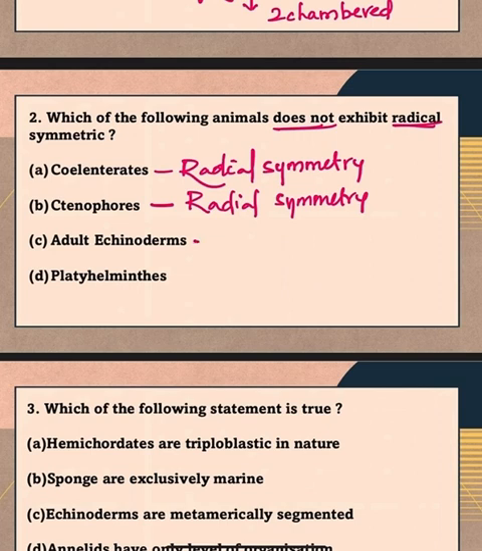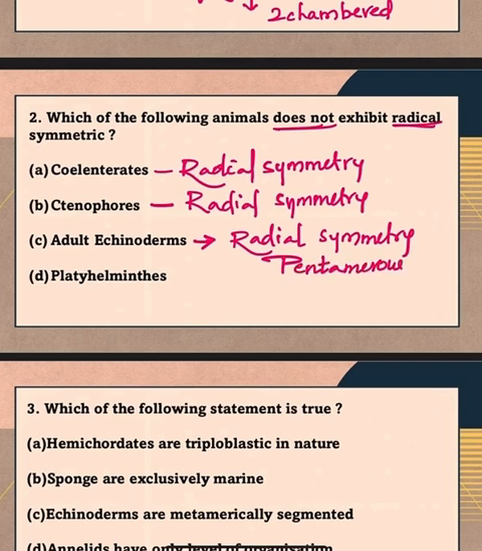And adult echinoderms show radial symmetry. You can consider this symmetry as pentamerous radial symmetry, because this will consist of the echinoderms. The best example you can take is a starfish consisting of 5 arms. So you can consider this as pentamerous radial symmetry.